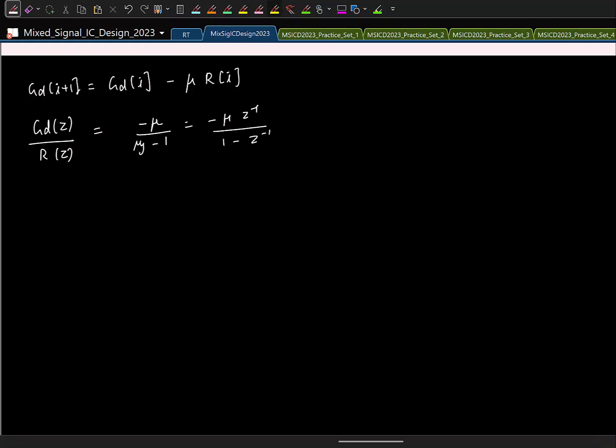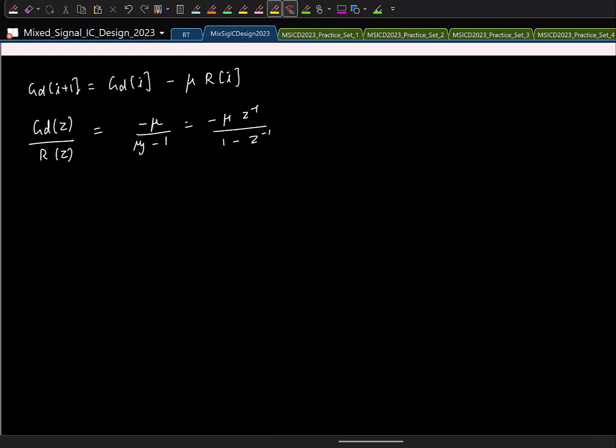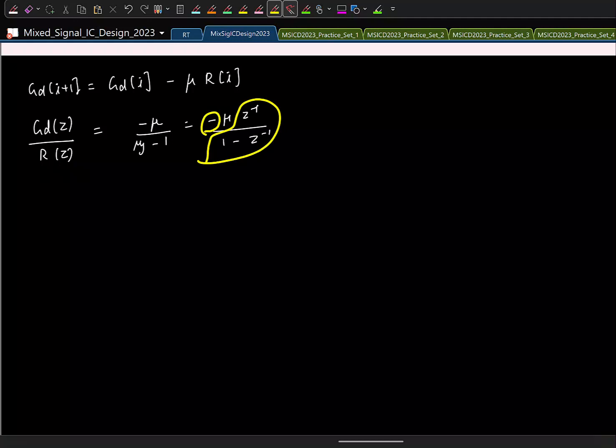So what operation is this? Z inverse by 1 minus Z inverse? I mean, it's an integrator, right? Okay. So what happens here? I find the autocorrelation. I take the negative of the autocorrelation and then integrate it. Is that right?